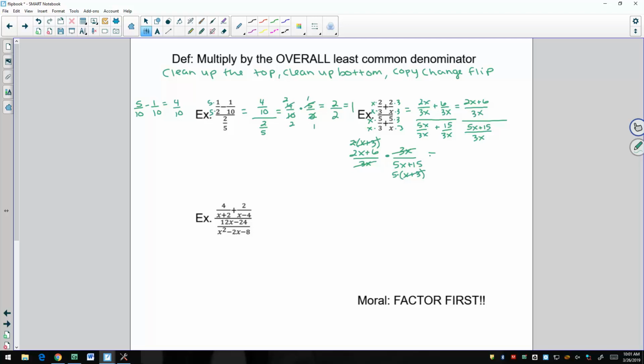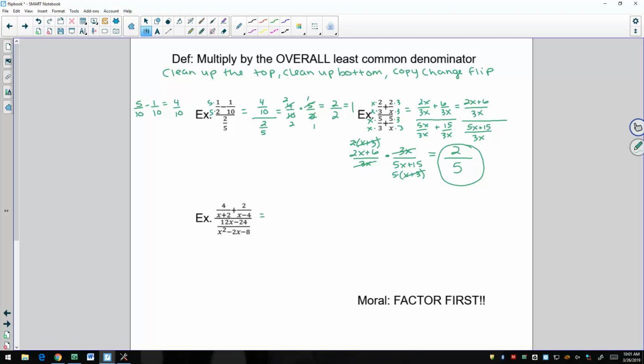So now I multiply straight across with anything that's left. Well, the only thing that's left on the top is a 2. The only thing that's left on the bottom is a 5. So that ugly fraction that we started off with simplified down to 2/5. All right, the last one.